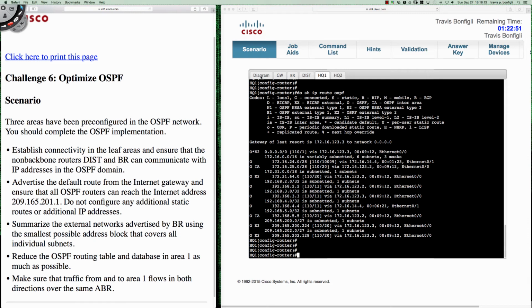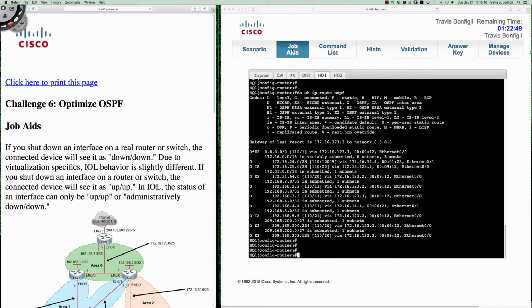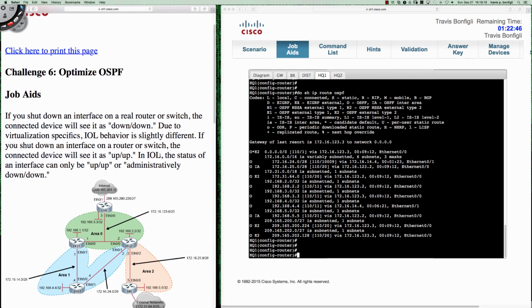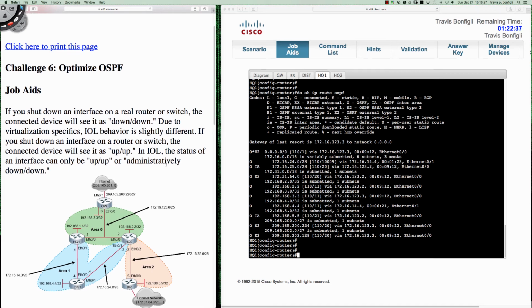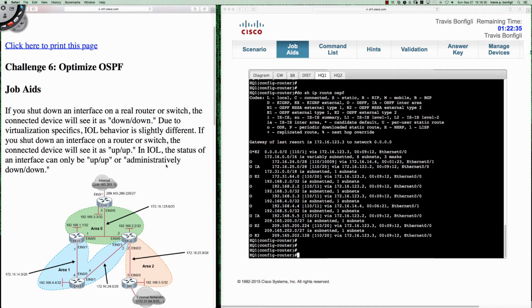You know what it might be here, and I'm actually starting to wonder if that is what they're kind of forcing you to. Okay, so we're not going to be able to get HQ2 to send it to HQ1, because HQ2 has an interface in this area, so it sees it as an O, an intra-area route. To send it to HQ1, it would have to prefer the inter-area, the OIA, over the O. And it's not going to do that.